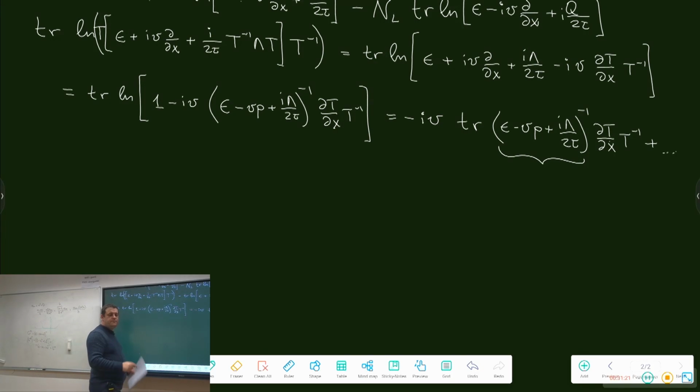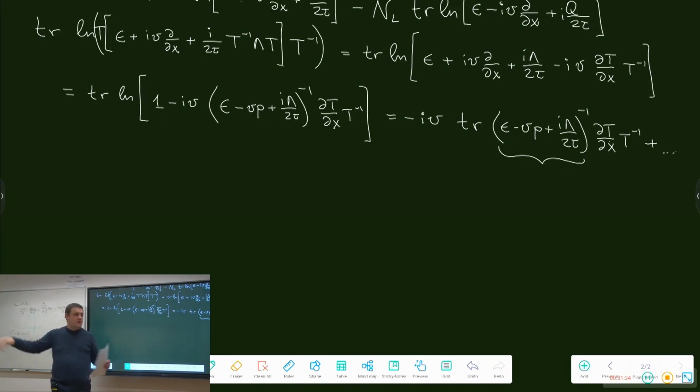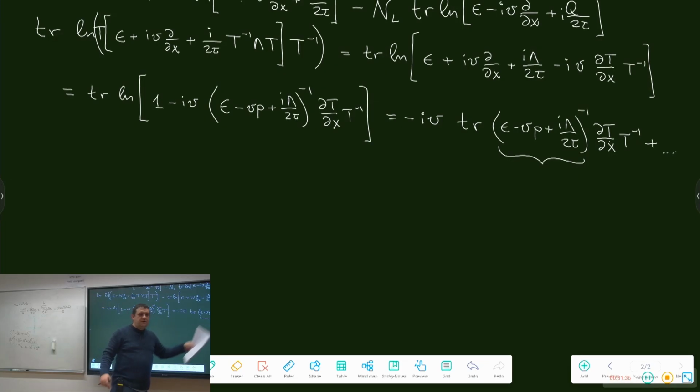I'm sorry, does T depend on momentum? T depends on the x point. And this is a derivative. But it's a slow function. It depends, but slowly. And this thing decays on the scale of the mean free path.